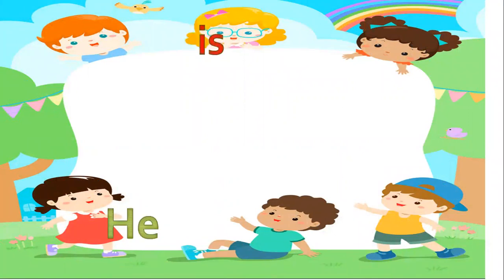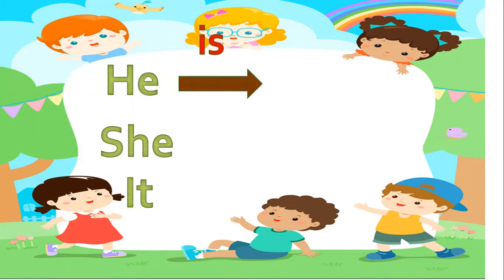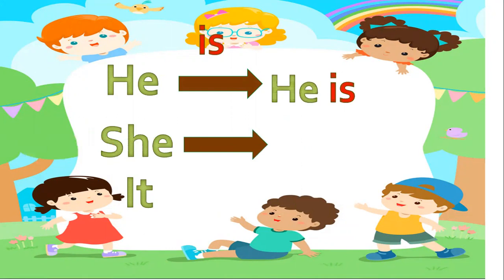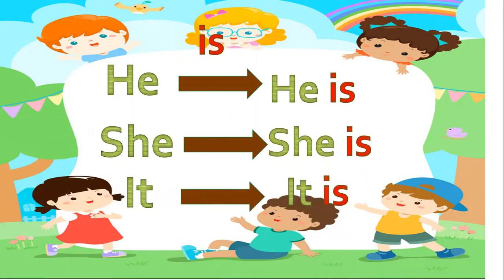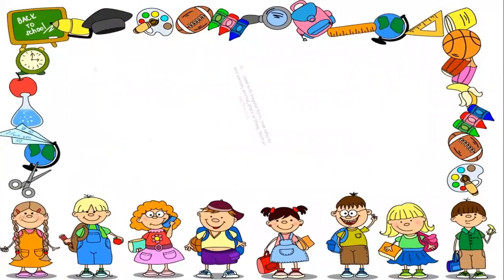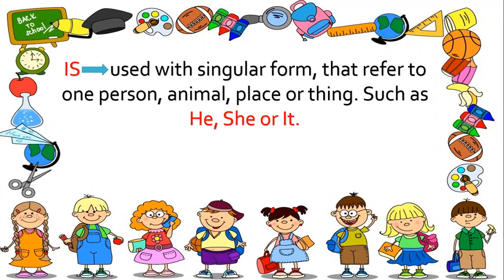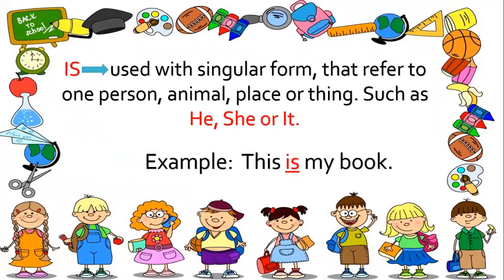Next, is. Is is used with he, she, it. He is, she is, it is. Is is used with singular form that refers to one person, animal, place, or thing, such as he, she, or it. Remember, children, is is used with the singular form. Example, this is my book. Here, this refers to a singular form. So we are using is.